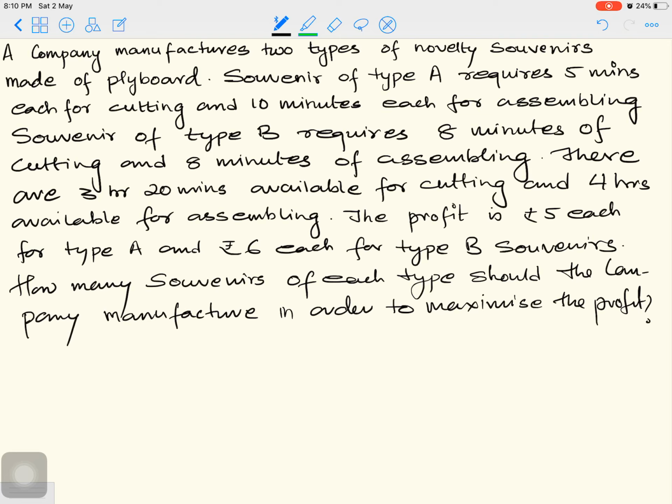Souvenir of type A requires 5 minutes each for cutting and 10 minutes each for assembling. So listen here. To make a souvenir, you need to cut it and assemble it. So different times for cutting and assembling. Souvenir of type B requires 8 minutes of cutting and 8 minutes of assembling. Here you have different timings. There are 3 hours and 20 minutes available for cutting. You can't cut that product for unlimited time. There is a certain time frame for cutting it, and that's 3 hours 20 minutes, and 4 hours available for assembling. The profit is rupees 5 each from type A and rupees 6 each from type B.